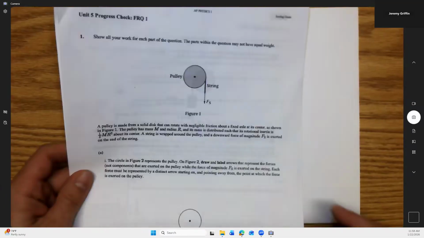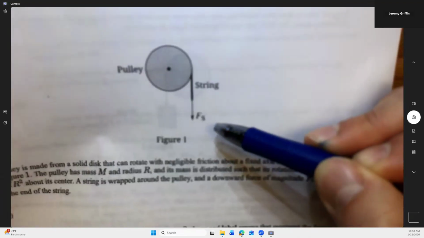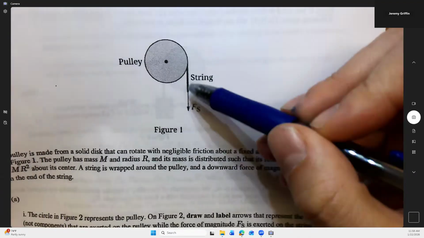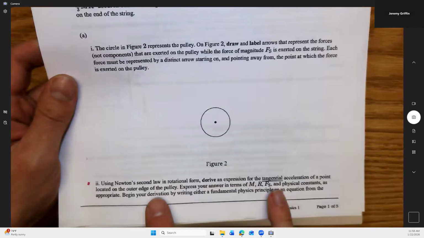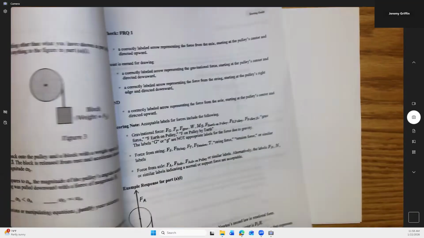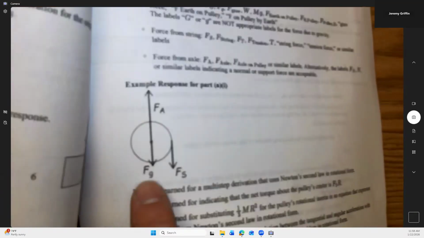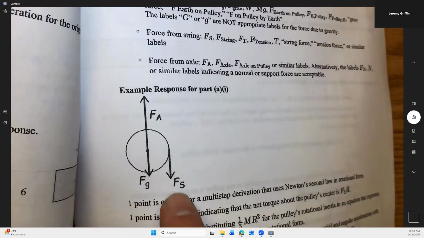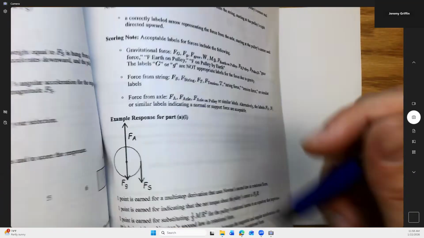Right, so this one, you have this pulley and there's a string wrapped around. You pull up some F sub S. Now, guys, S in this case stands for string, like force in the string. So there's a string force, maybe like a tension force. And one of the questions they asked is derive the expression for tangential acceleration. And that's after you make the free body diagram. So here's the free body diagram they came up with. There's the weight of the pulley, F sub G for gravitational force, the force from the string at the edge, and then there's the force from the axle going up.